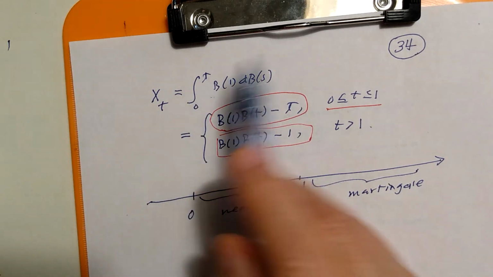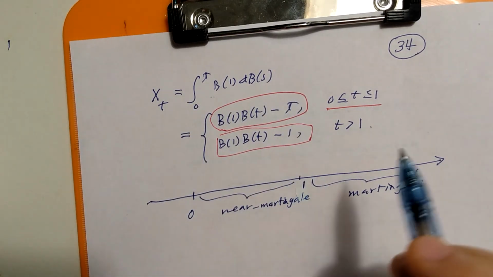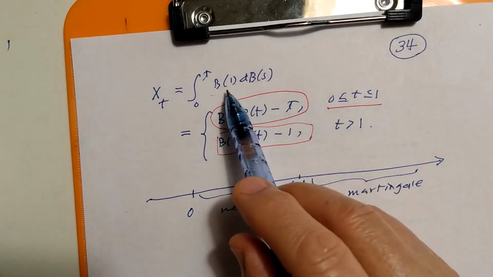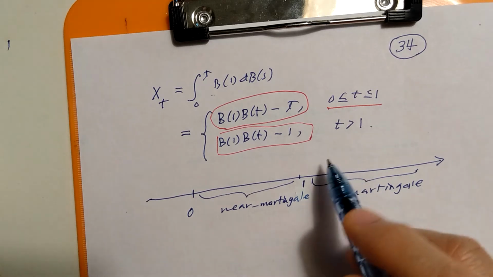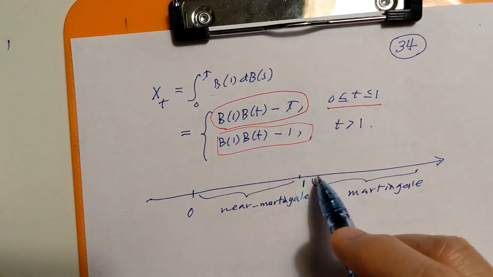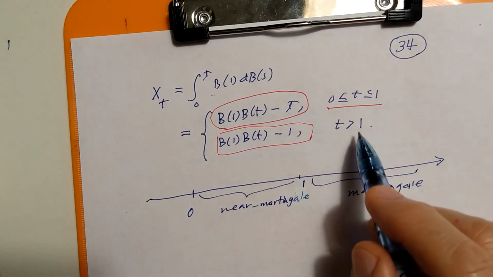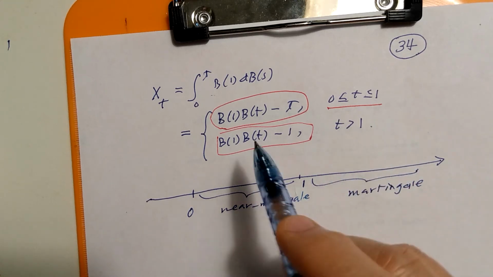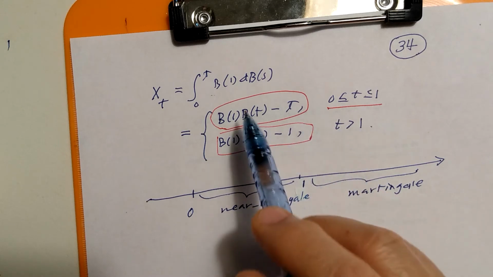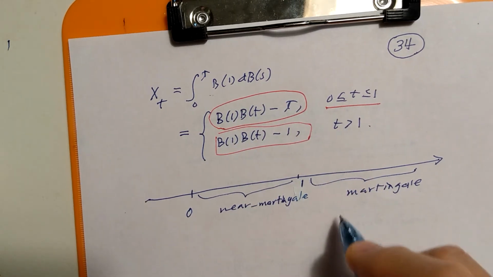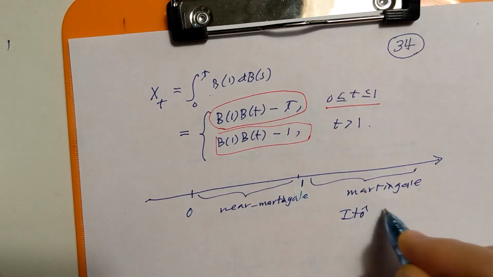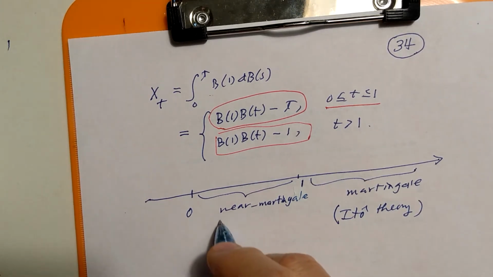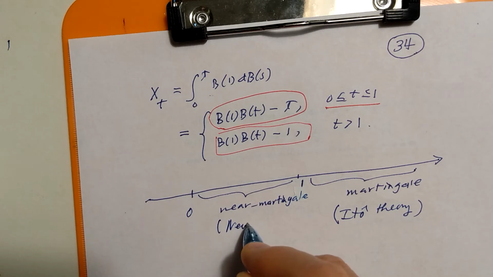this stochastic process is a near martingale. But once t is greater than 1, then B1 is adapted with respect to the filtration of the Brownian motion for t greater than 1. And therefore, for t greater than 1 is within the Ito theory. So this is within Ito theory, and this is the new theory.